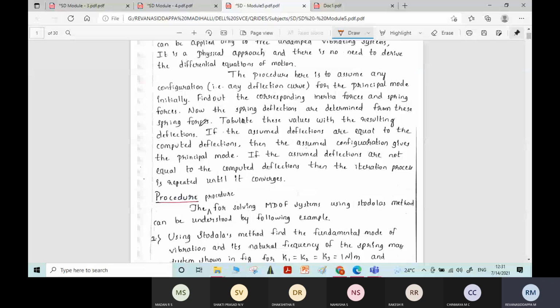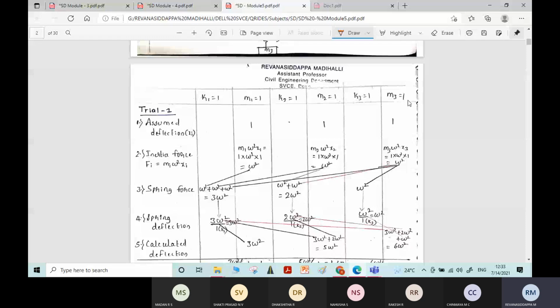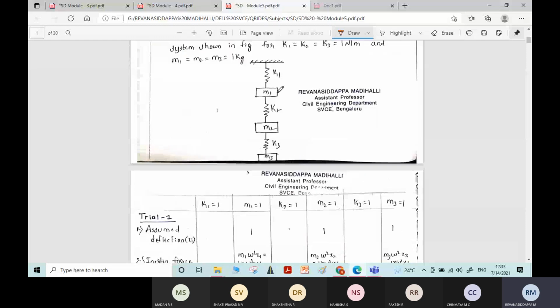First thing is you write this tabular column: K1, M1, K2, M2, K3, M3. It depends on the number of masses given. If 2 masses are given, only K1, M1, K2, M2. If 3 masses are given, up to M3. If 4 are given, up to M4 will come. This is the horizontal first row.